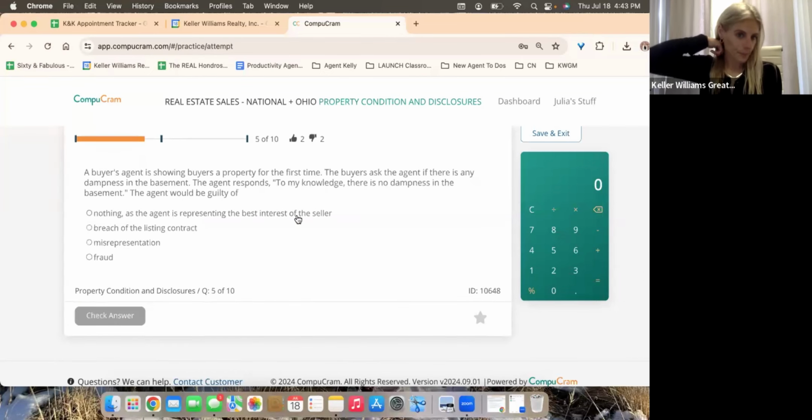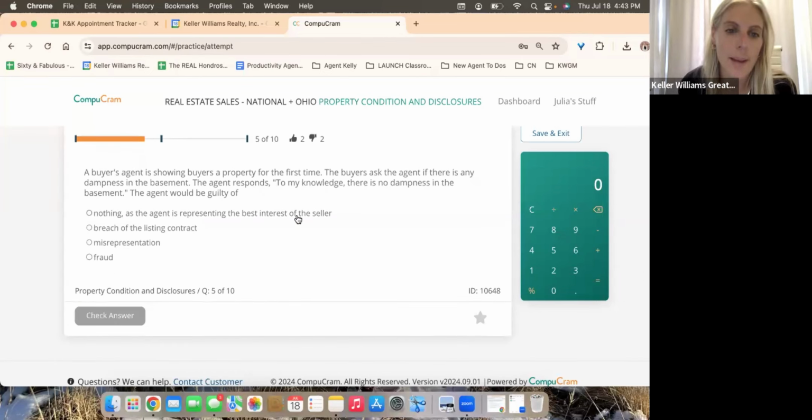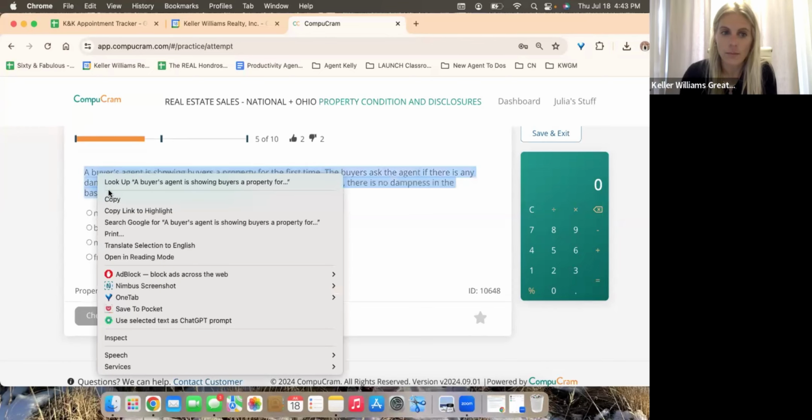Okay, next question. A buyer's agent is showing buyers a property for the first time. The buyers ask the agent if there is any dampness in the basement. The agent responds, to my knowledge, there is no dampness in the basement. The agent would be guilty of A, nothing, as the agent is representing the best interests of the seller. B, breach of the listing. C, misrepresentation. Or D, fraud.